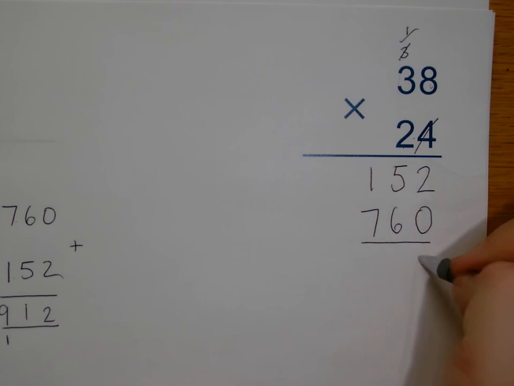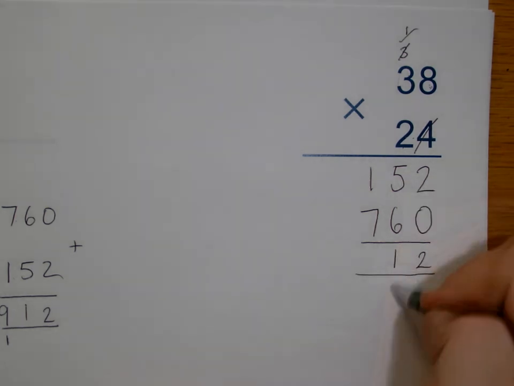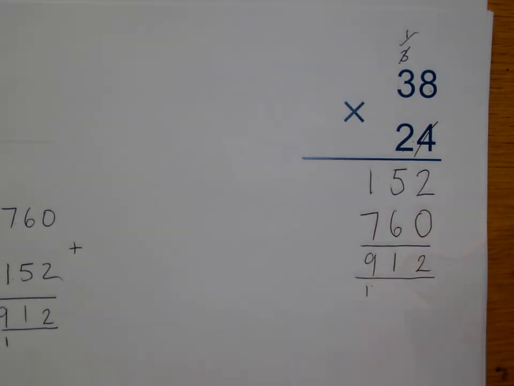So we're going to add these up. I get 2 here. 5 and 6 is 11, so 1 carry 1, and then 1 add 1 add 7 is 9. So we've got our answer, 912.